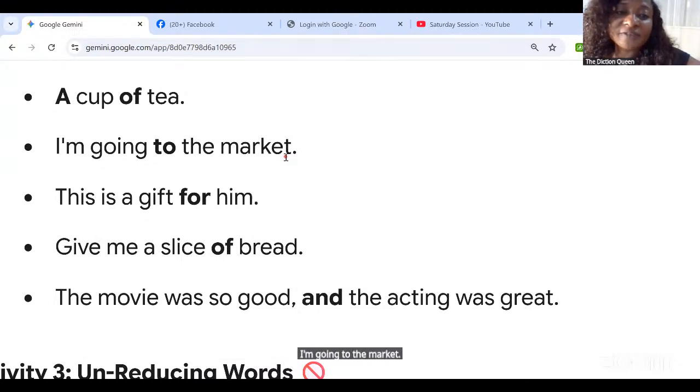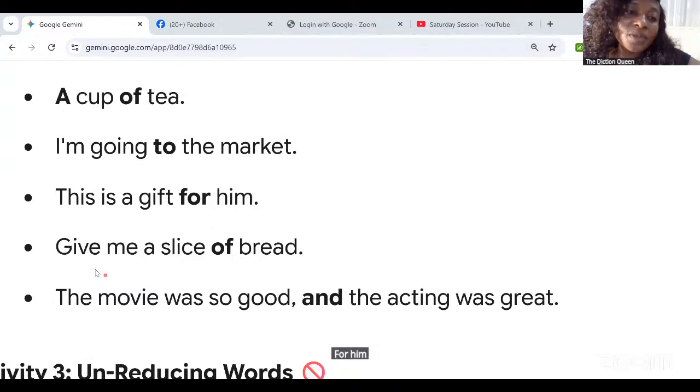This is a gift for him. This is a gift for him. I'm stressing the article a and for. This is not this is a. This is a gift for him. This is a gift for him.